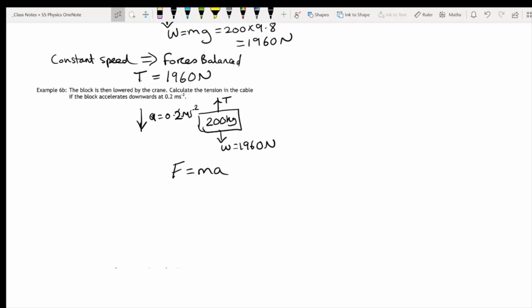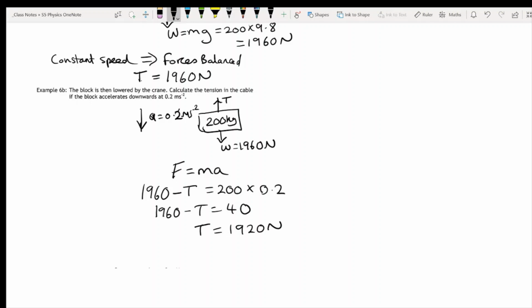So our unbalanced force in this case, well, if it's going downwards, the downwards force will be bigger. So it's going to be 1,960, take away the tension, equals 200 times 0.2. So 1,960 take away T is going to be 40. So the tension is going to be 1,960 take away 40, so 1,920 newtons. Which makes sense. If it's going downwards, the downwards force will be bigger than the upwards force.